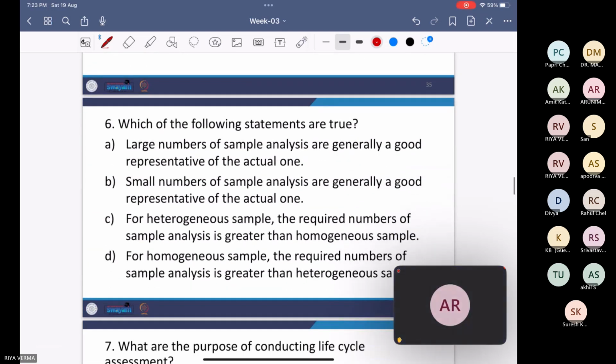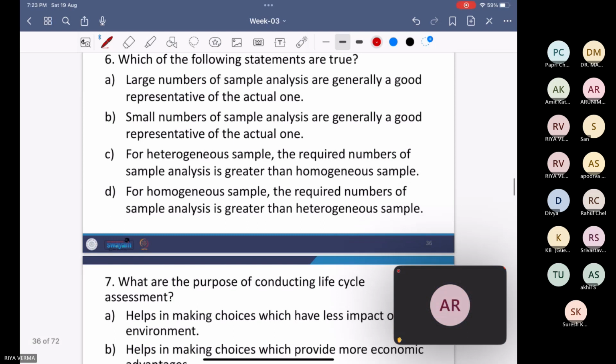Then the next question is, which of the following statements are true? First is, large number of sample analyses are generally a good representative of the actual one. Next is small number of sample analysis are generally a good representative of the actual one. Then for heterogeneous sample, the required numbers of sample analysis is greater than homogeneous sample. And for homogeneous sample, the required number of sample analysis is greater than the heterogeneous sample. So compare these two statements and these two statements and tell me which one is true.